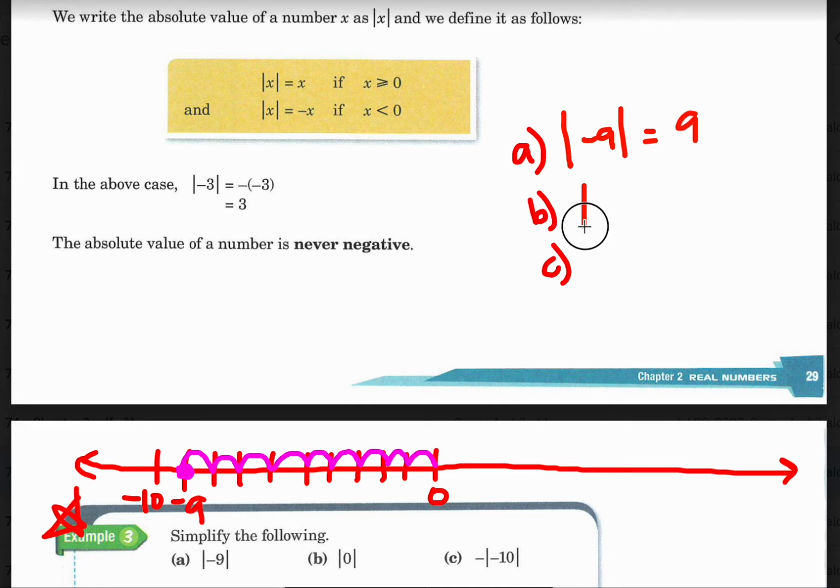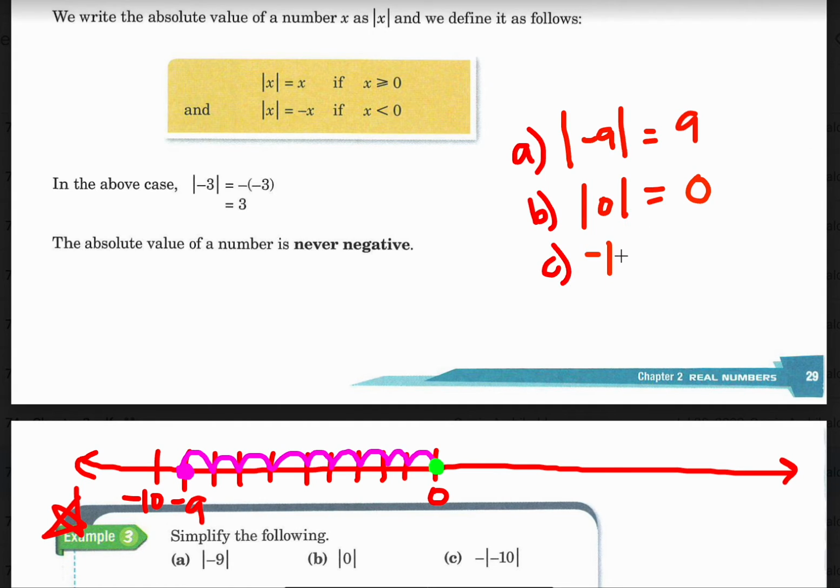Okay, part B. What's the absolute value of 0? Well, they're basically asking us how far away 0 is from 0. 0 is right there. So the absolute value of 0 would be 0. Can't jump anywhere. It's already there. Let's try the next one.